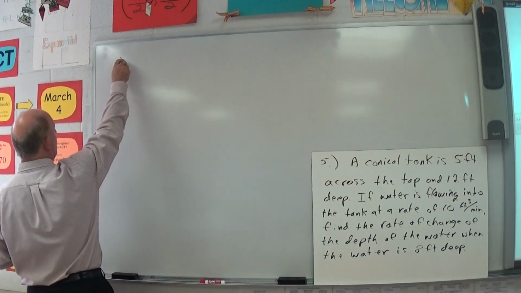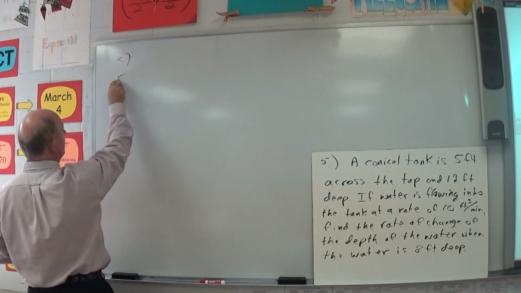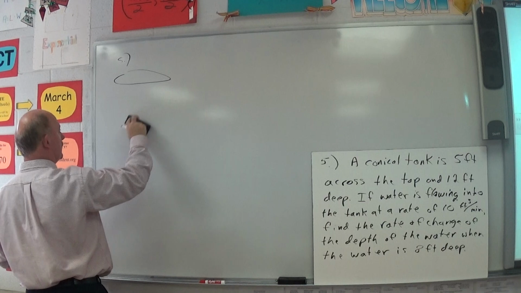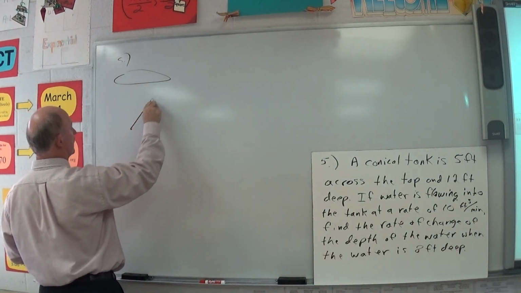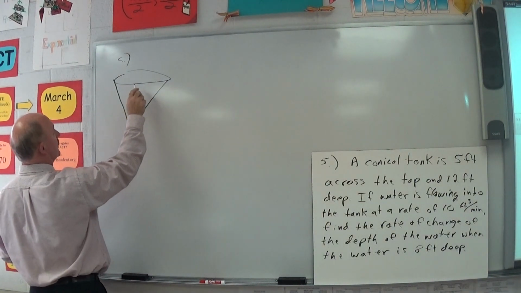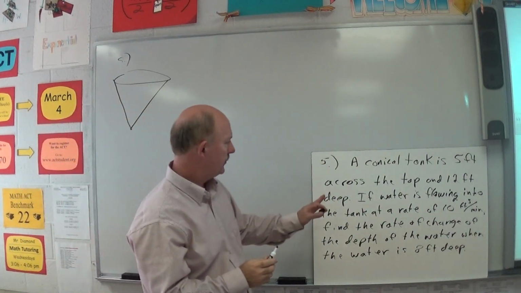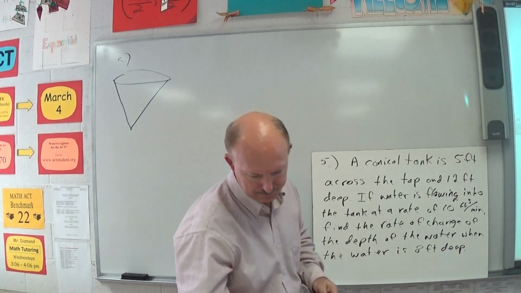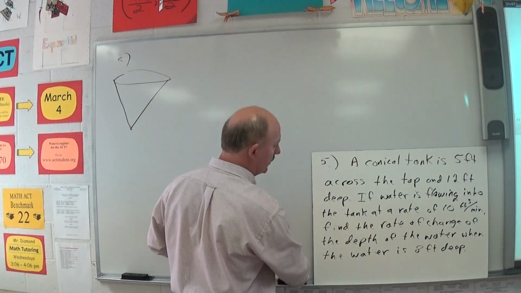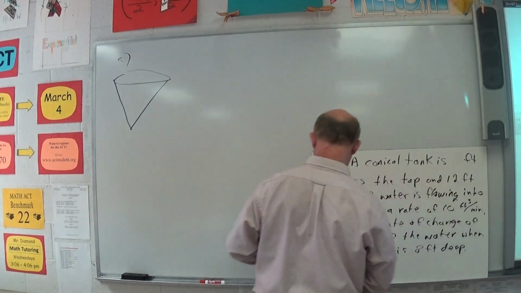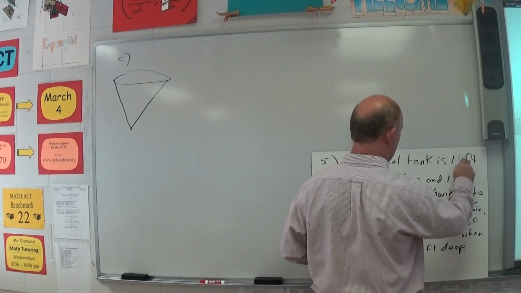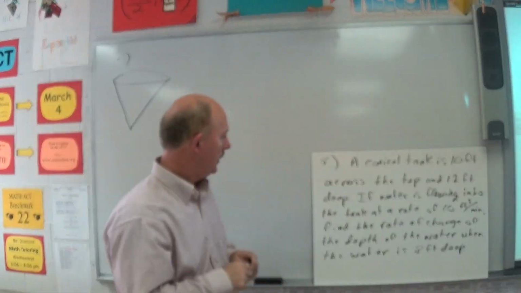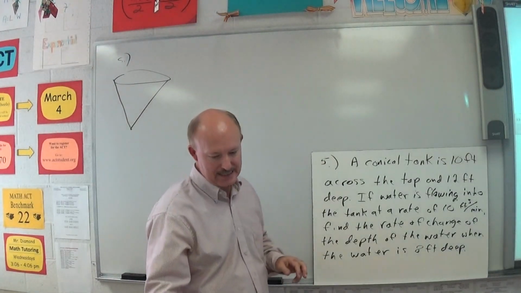Right, so let's see, we're talking about a cone. So here's our cone. And it says the cone is 5 feet across the top. So actually, let me change this here. This should be 10 feet across the top. So make a little change on that. So 10 feet across the top and 12 feet deep.